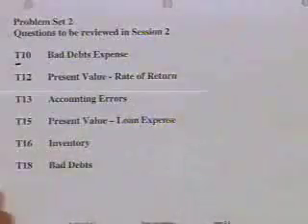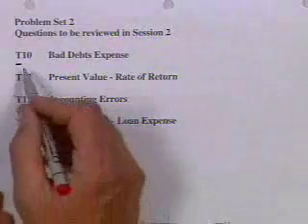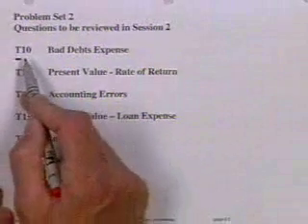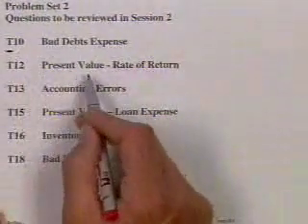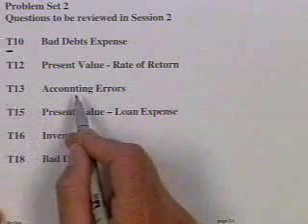Question 10 is bad debts. If you come back down real quickly, let's go through exactly what we're going to be doing. So we're going to be going through questions 10, 12, which is present values, 13, which is accounting errors.